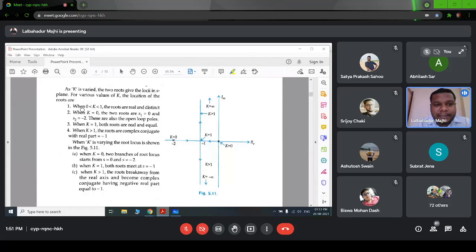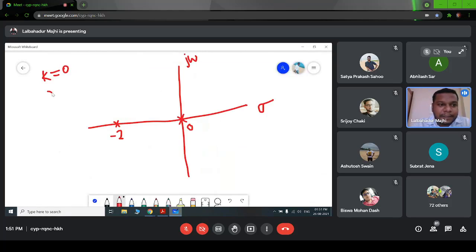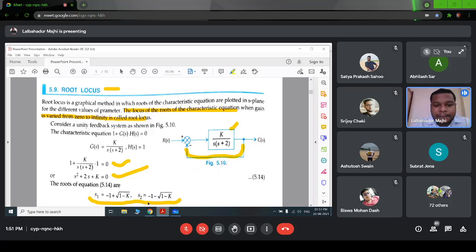So next we will vary our k to some value. Let's say we choose our value of k in between 0 to 1. Now what will be the value of S1 and S2? If k is less than 1, we will get some real number, right?